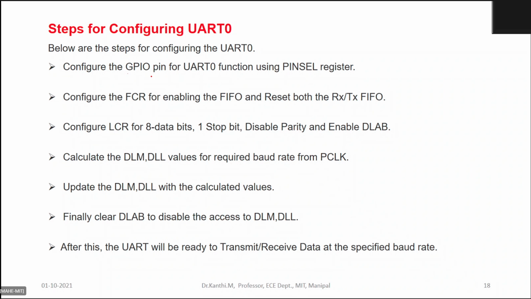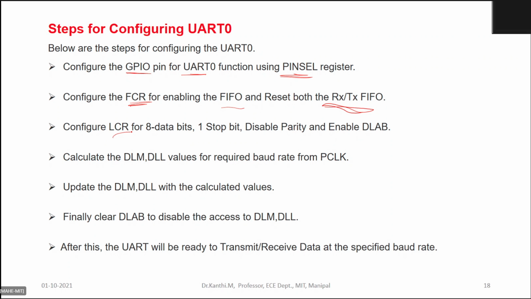But the first step is to configure your GPIO pin for UART 0 using the pin select register. That is for which port pin is used, so that the library file will understand. Then configure the FIFO control register to enable the FIFO, and reset both the RX and TX FIFO. First you reset.